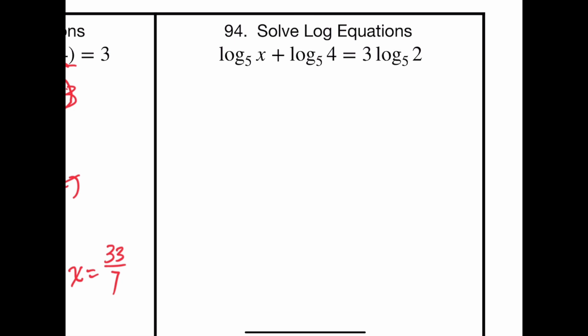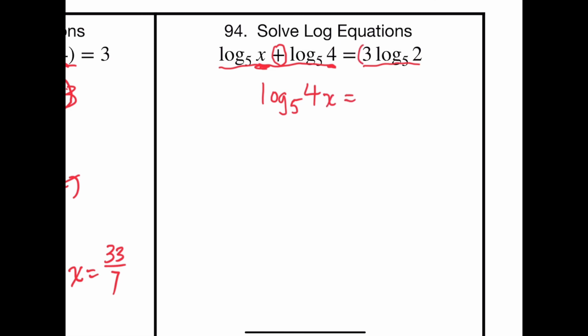Problem number 94 is solving log equations. It says log base 5 of x plus log base 5 of 4 equals 3 log base 5 of 2. So the first thing I'm going to have to do is condense the logs on the left side and condense the logs on the right side. Since this is addition of logs, my two arguments x and 4 are being multiplied. So the left side would condense to log base 5, x times 4 is 4x.